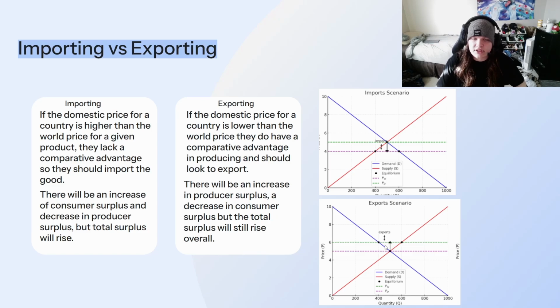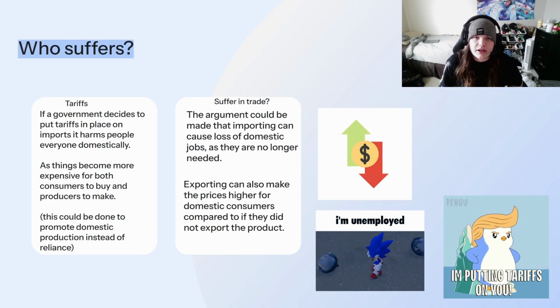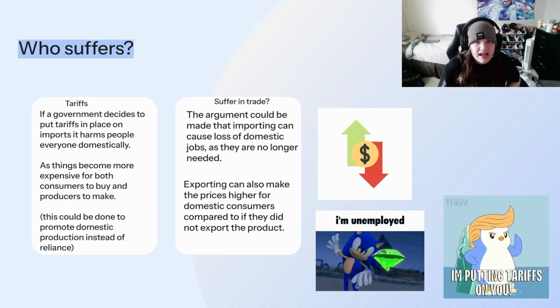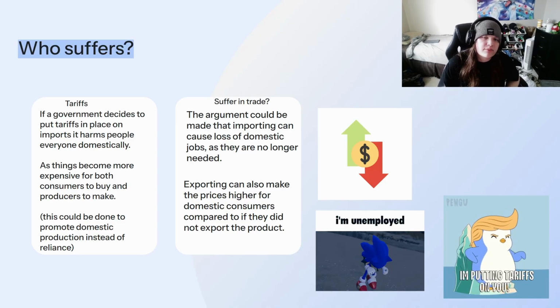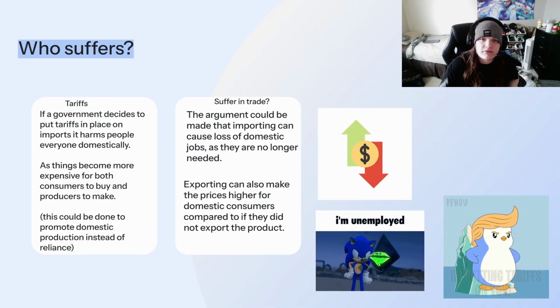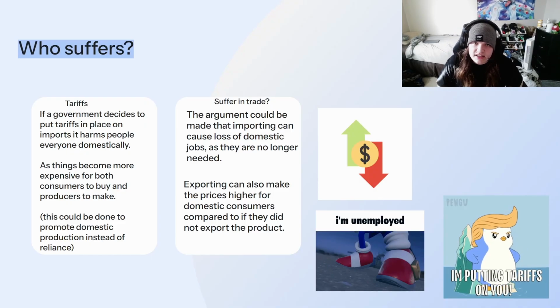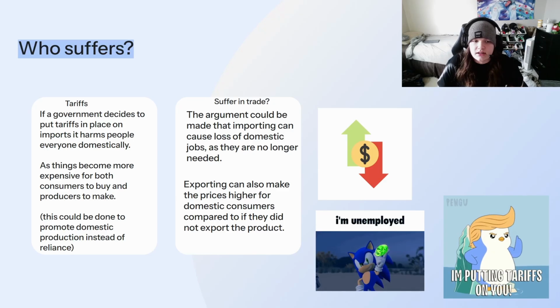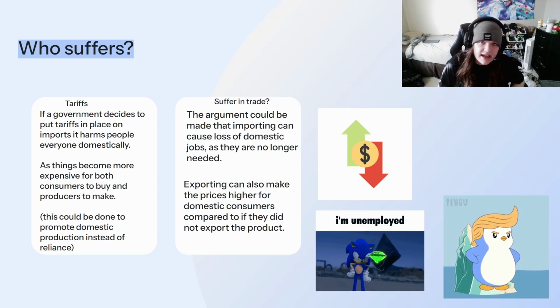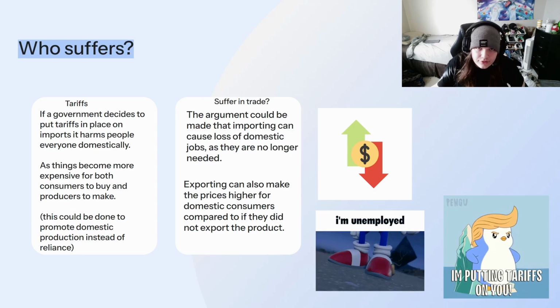So total surplus will still rise, just like how it will still rise in the import scenario, even with a producer's surplus decrease. Okay, so who suffers? Well, if a tariff gets placed on an import, everyone really suffers because it will make things more expensive to buy and things more expensive to sell and produce. Another argument for suffering within imports is the fact that it can lead to job loss, because you can't keep up with the international producers. Exporting can also make the prices higher for domestic buyers.